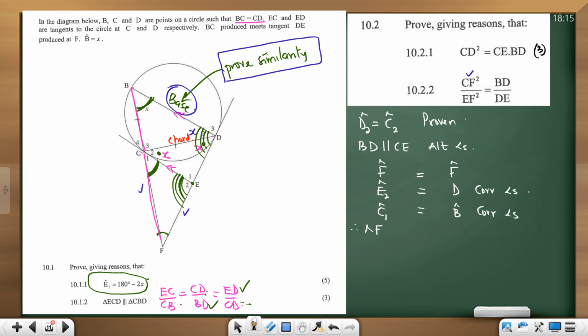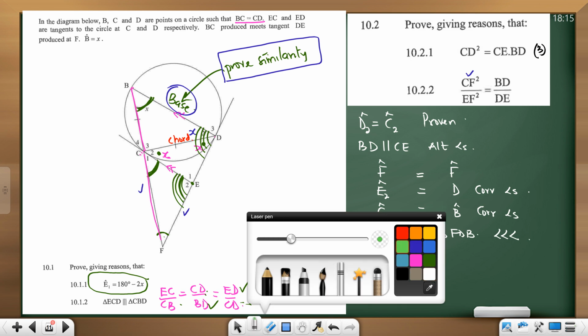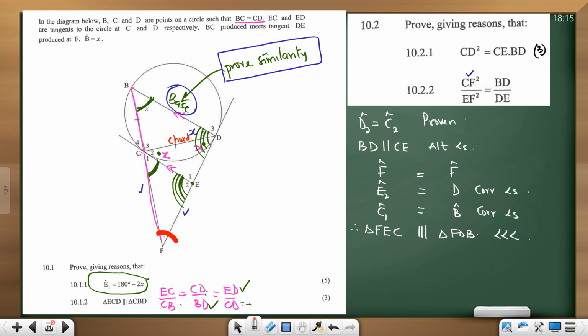Therefore, follow the order. Triangle FEC is similar to triangle FDB. Angle, angle, angle. Are we okay? I need to make sure we don't come back here. Angle FE2 is equal to D. That's the first one. And then C1 is equal to B. So triangle FEC is similar to FDB. The order is very important. We're good.